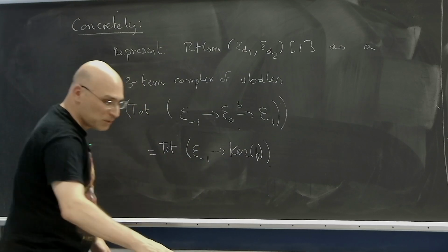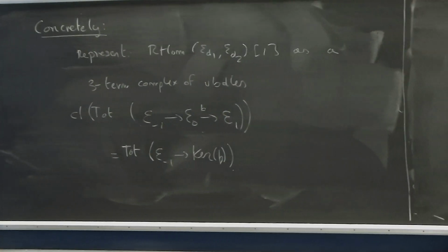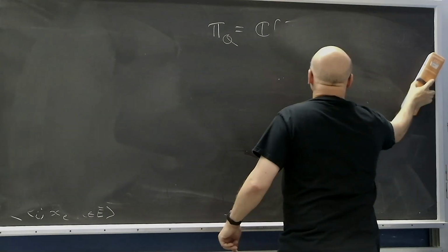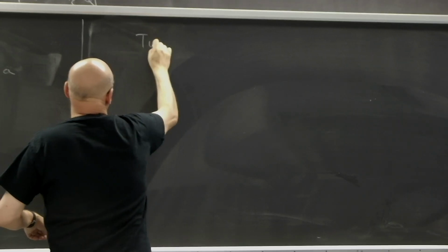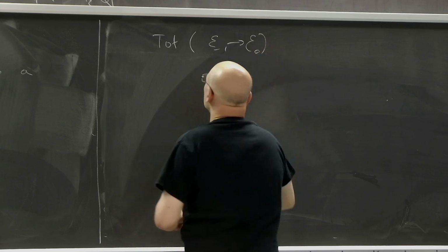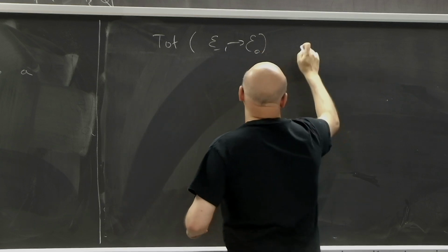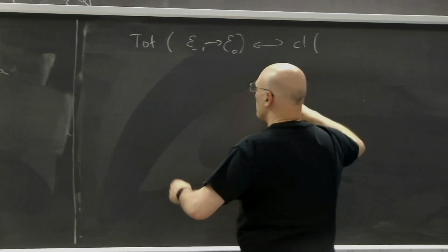Okay, so now we can do the pullback in two ways without really appealing to the derived structure, so it seems. We can say, okay, I have the total space of E minus 1 to E0. Okay, and then inside of this, I have the classical truncation of the thing I want.